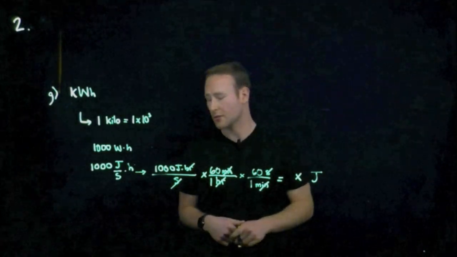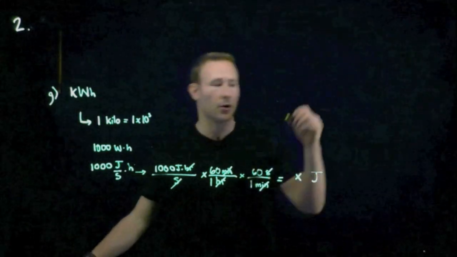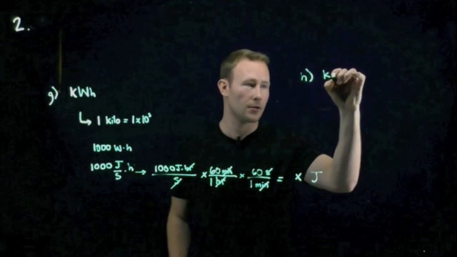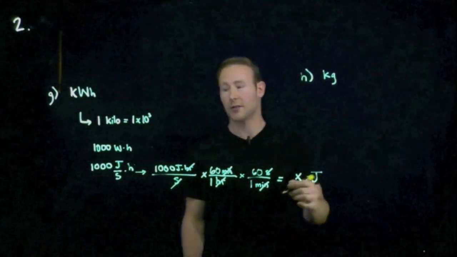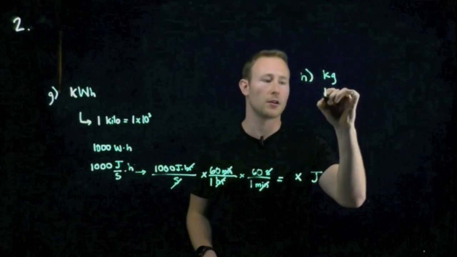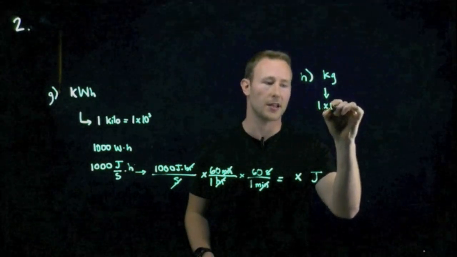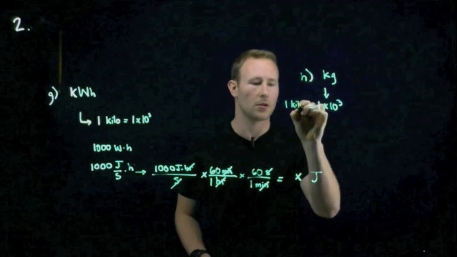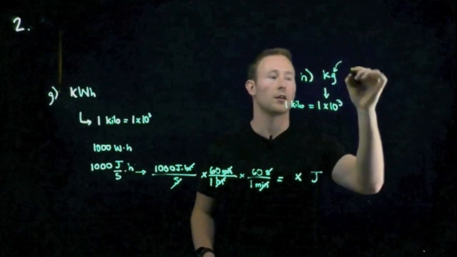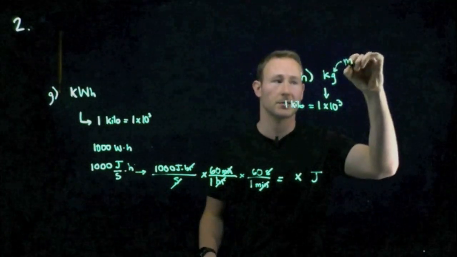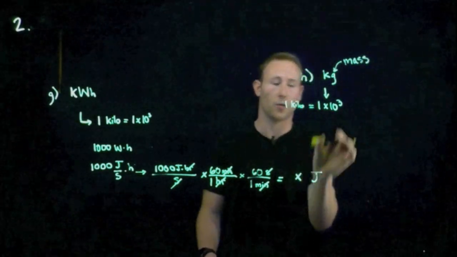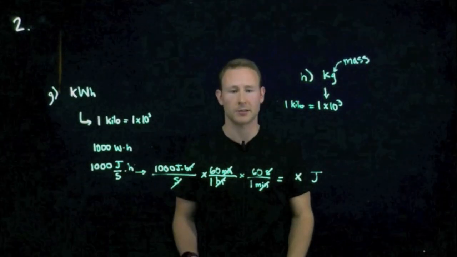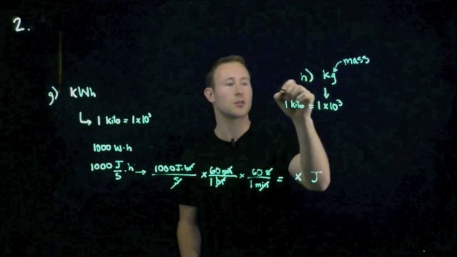The last part for question 2, part H, is kilograms. So again, like we talked about in the last one, 1 kilo is equal to 1 times 10 to the 3. And grams, as many of us know, is just mass. So we have a specific quantity of mass. That's neither power nor energy. So the correct answer for part H is neither.